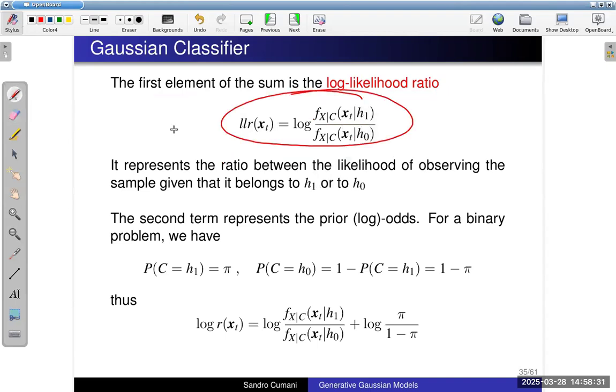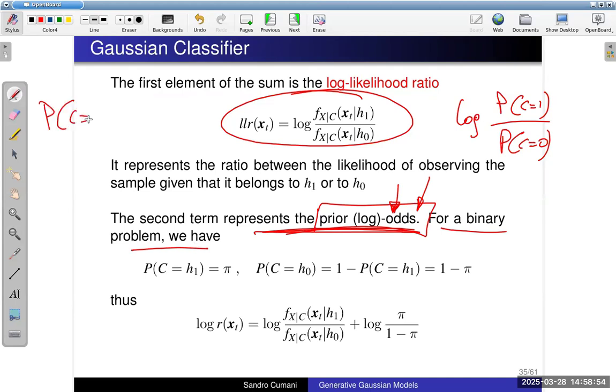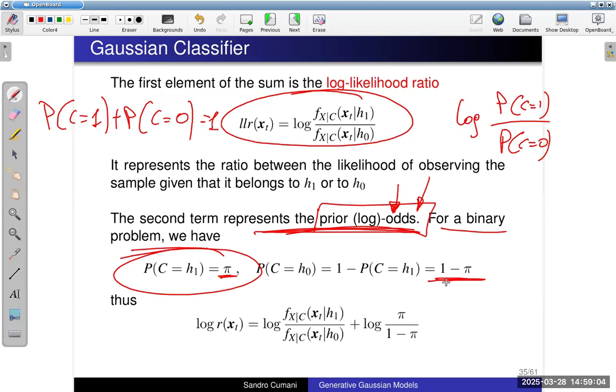The second part represents what is called prior log odds. Log odds means that we are computing the logarithm of the odds, so the ratio between the prior of the class being 1 divided by the prior of the class being 0. And if we have a binary problem, remember that this must be true. So if we say that the prior of class being 1 is pi, then the prior probability for class H0 is 1 minus pi.